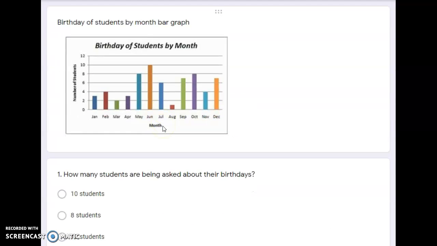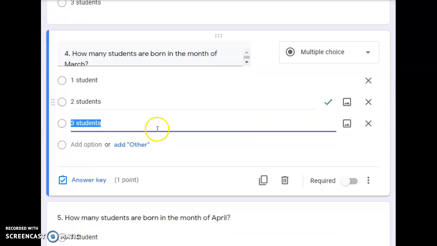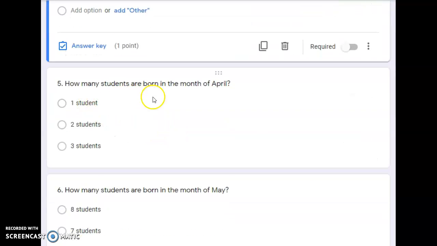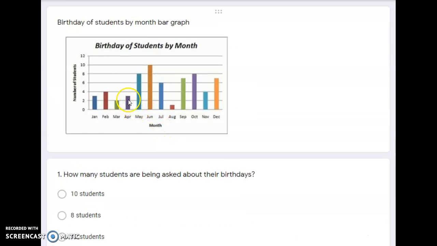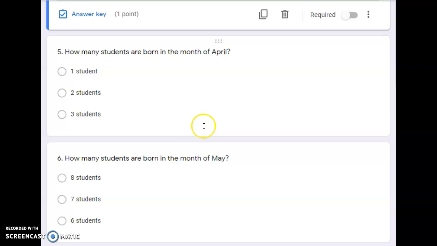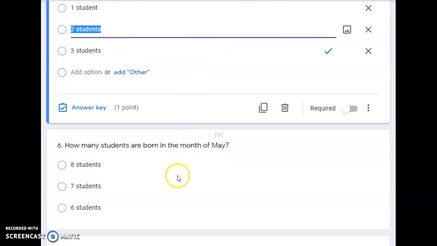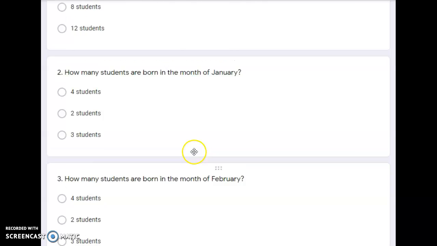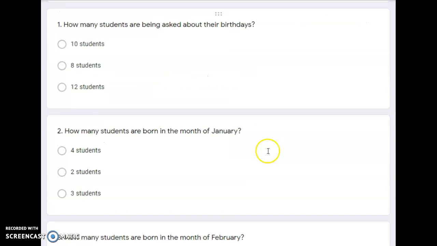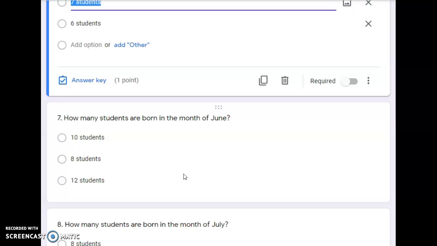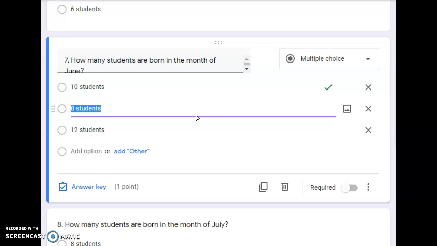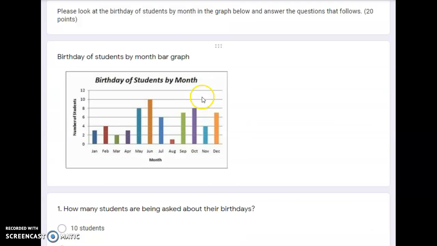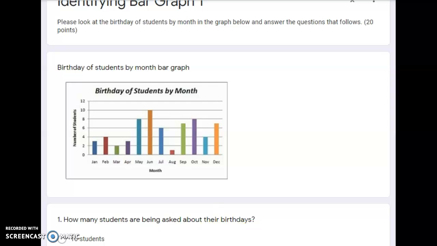Hold on. Oh no, sorry. March is there are 2. So the answer is 2. How many students are born in the month of April? So April, there are 3. So for April, there are 3 students. How many in May? So May, let's see. There are 8. Right, 8. Number 7, how many students are born in the month of June? So June, we know that there are 10.